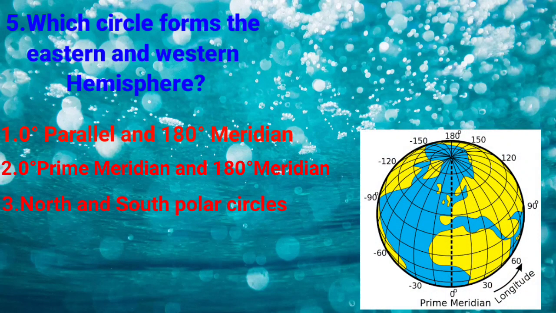We saw that the 0 degree prime meridian and 180 degree meridian form a circle on the earth, and this circle divides the earth into two parts. One is the eastern hemisphere and the second is the western hemisphere. That means the correct option is the 0 degree prime meridian and 180 degree meridian form a circle on the earth, and this circle divides the earth into the eastern hemisphere and western hemisphere.